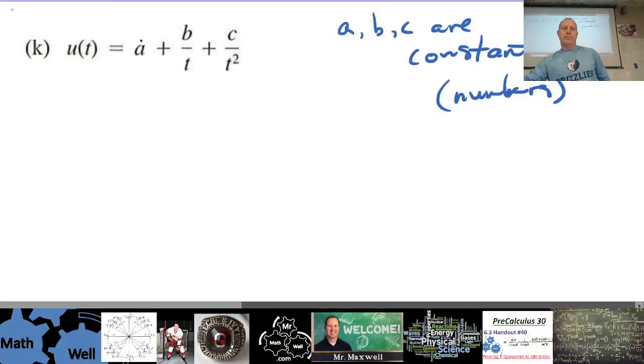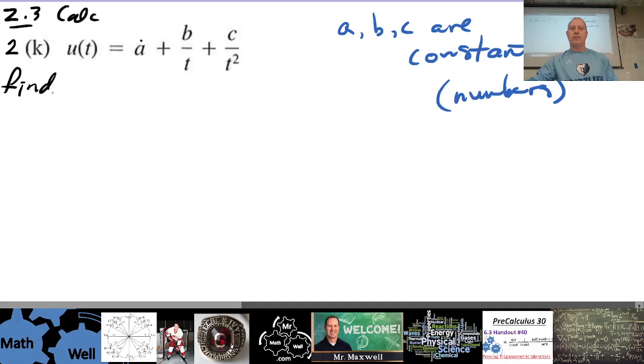All right. Okay, let's take a look at this one. Calc 30 here, 2.3, number 2k. So this one's a bit tricky if you're asked to find the derivative here. Okay, so find the derivative. That would be u prime of t.